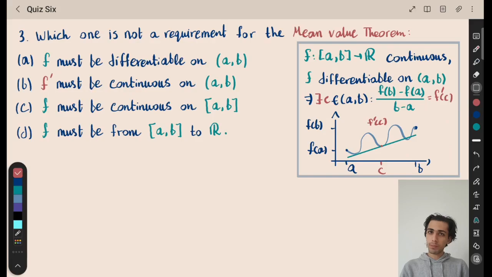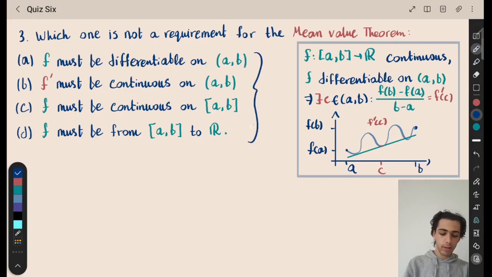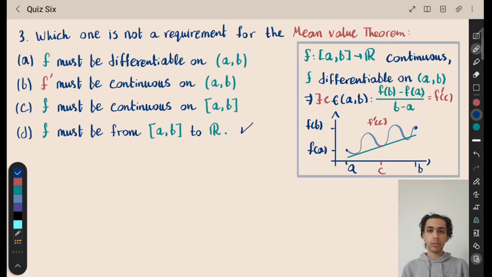So it's a very nice and strong result, and we've already used it to make some interesting remarks on the behaviors of different functions. I think now we can take a good look at the choices. So f must be from a, b to R, sure. It doesn't matter what a and b are, it just matters that the interval is closed. And it needs to be continuous on the closed interval, and differentiable on the open interval.